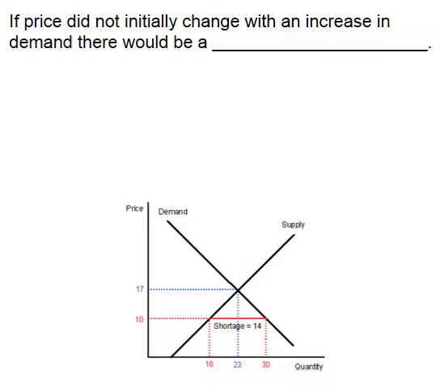So if price did not initially change with an increase in demand, there would be a shortage, as we looked at a moment ago. If we look at the initial demand curve being here, D1, we'll call this D2, we would have an initial quantity demanded, where demand intersected supply here, at 16. Once demand increased at the same price of $10, we would now demand 30. So at 30 units, between 16 and 30, there would be a shortage of 14 units. So that's why we have the shortage of 14 here.